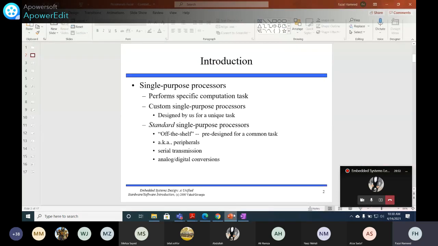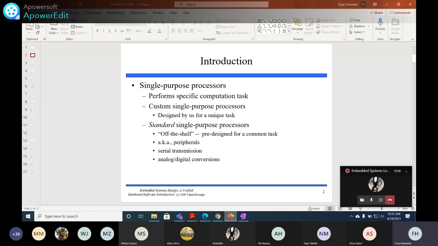Now, if we compare this processor with a single purpose processor, the difference is that a single purpose processor performs a specific computation task. It only performs a single task, and it is designed for a unique task. We also call these off-the-shelf components. They are pre-designed for a common task. They are also called peripherals. In these peripherals, we will also study serial communication and analog-to-digital conversion in our upcoming slides.